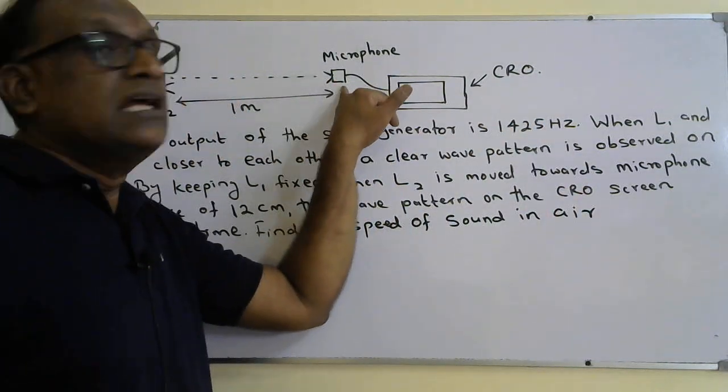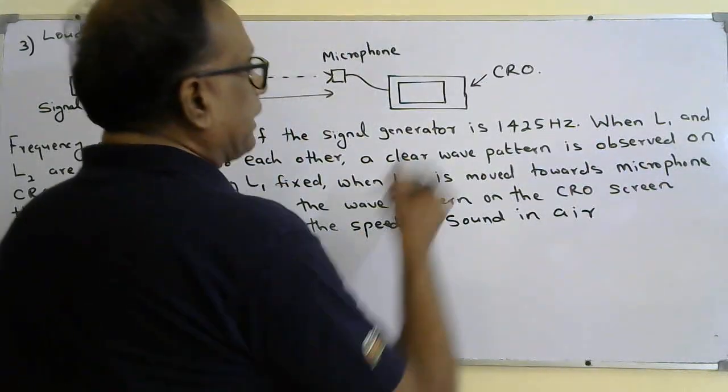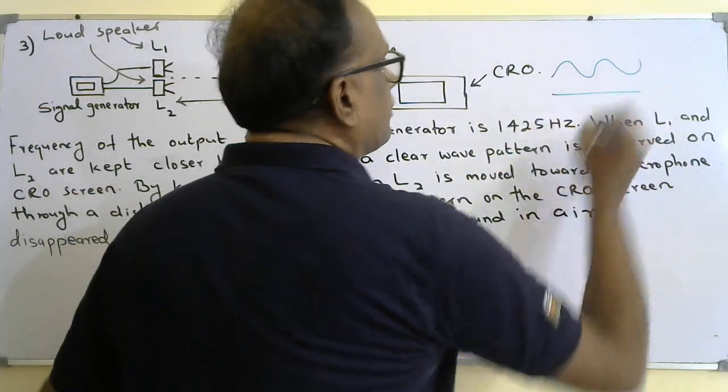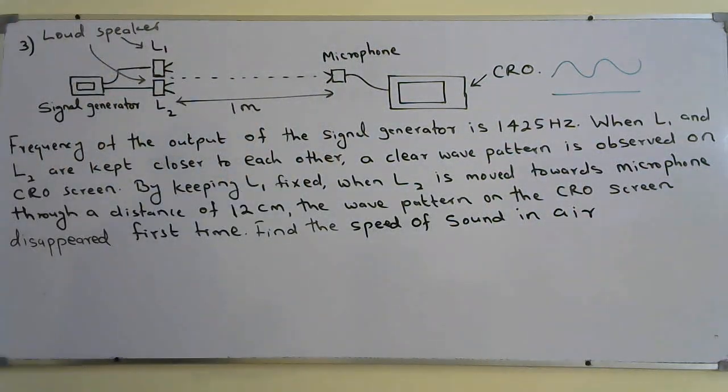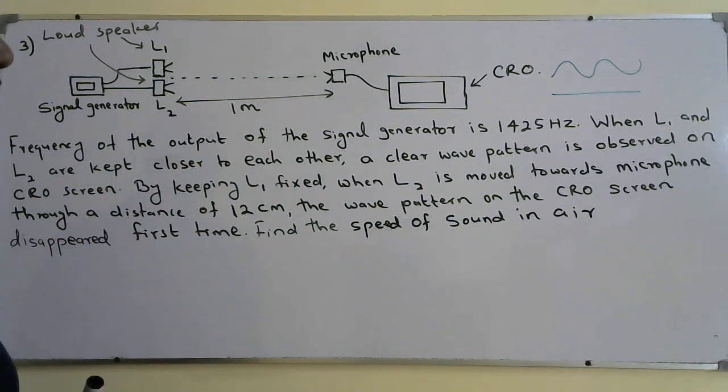If it receives a maximum, there will be a sine wave pattern on the screen. You will see a wave pattern on the screen like this. If there's no wave, there will be nothing like this. The wave pattern won't be there. So the frequency of the output of the signal generator is 1425 Hz.